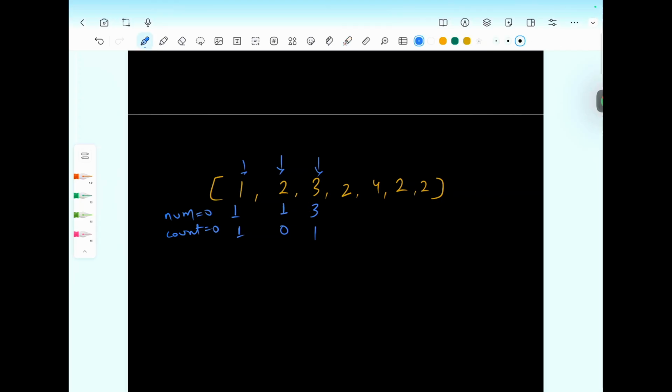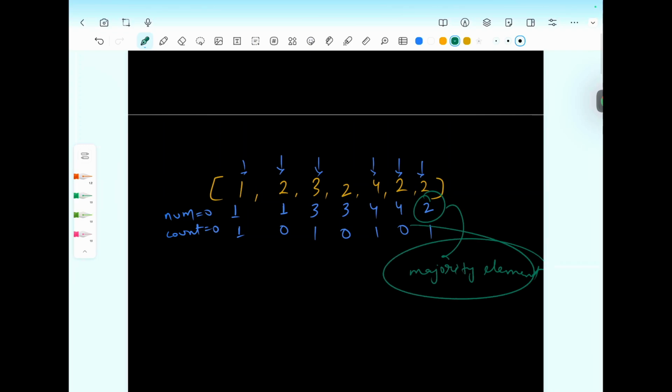Now again we move forward, num is 3 and count becomes 0. Since our count becomes 0, we will update our num and count will again become 1. Then we move forward, num is 4 and count becomes 0, right? Then again num will update and count will become 1. So the element which remains is the majority element. That was the concept we were using in Majority Element 1.